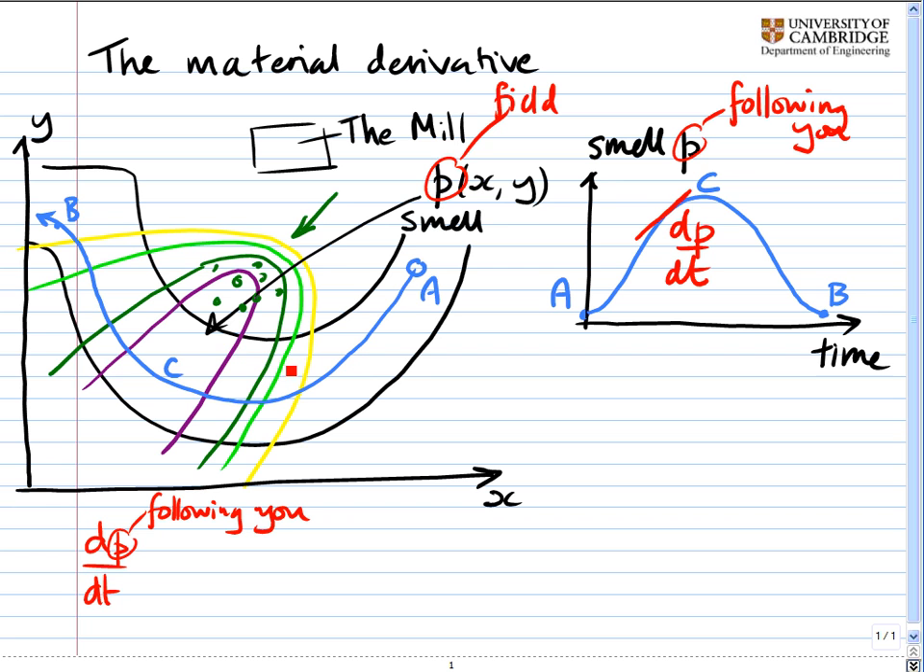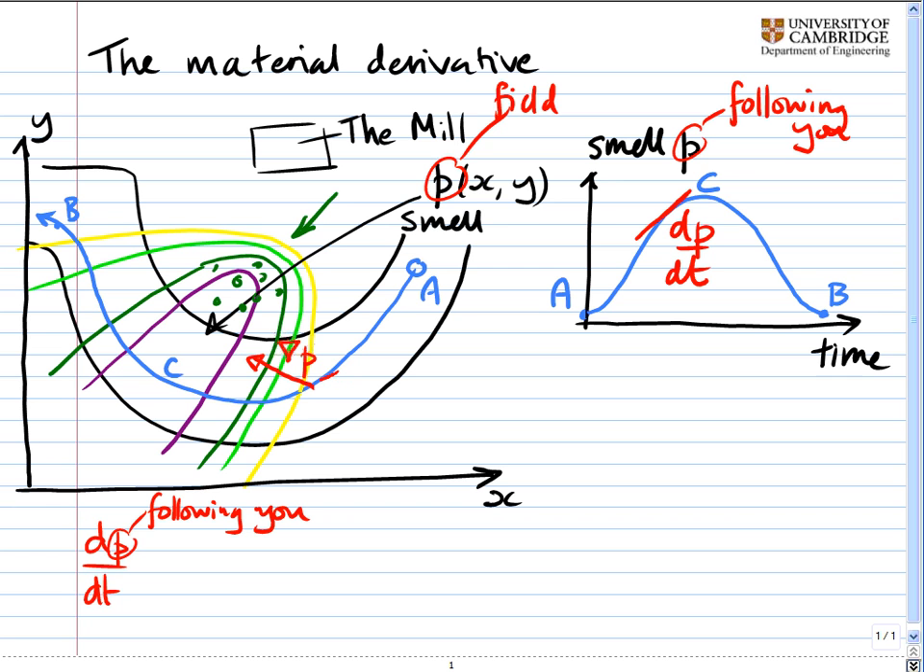Now let's look first of all at the gradient of the smell field. Gradients, obviously, they go perpendicular to the constant lines, and they always point towards the area of the strongest or the highest smell in this case. And the gradient there is grad p.